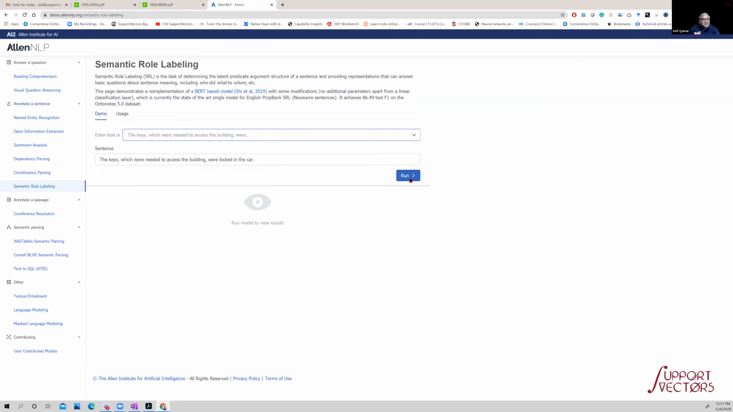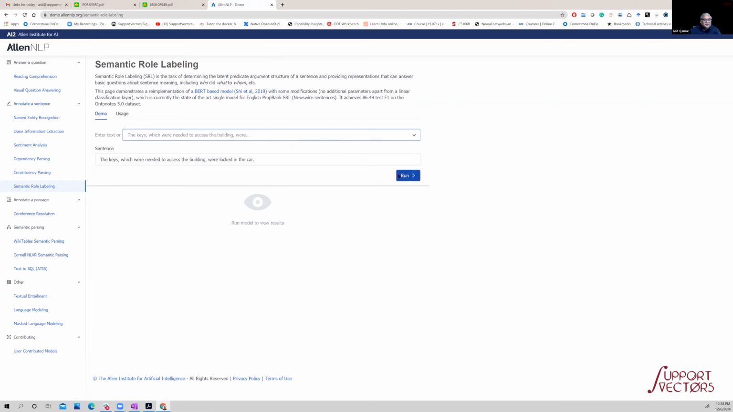What semantic role labeling is, and I'll just read out the definition, which I think says it best. It basically is like who did what to whom, extracting the meaning of a sentence. That's what it does. So here they say semantic role labeling is the task of determining the latent, the hidden predicate argument structure of a sentence, and providing representations that can answer basic questions about sentence meaning, including who did what to whom.